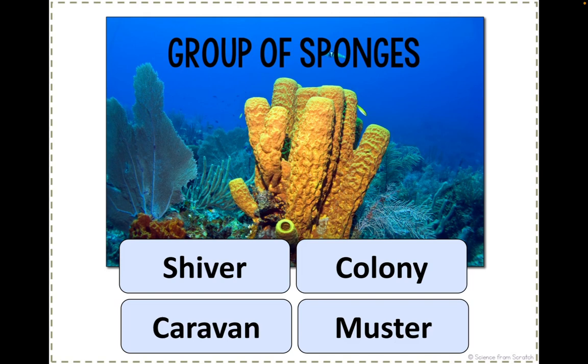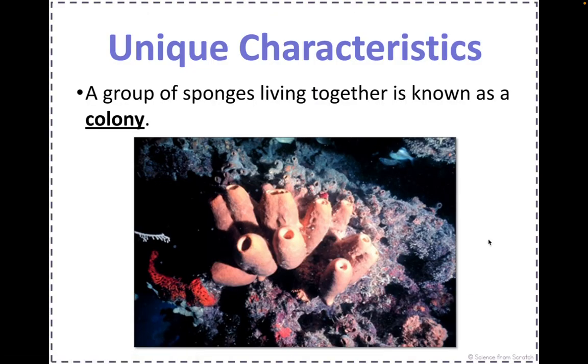All right, quick question: what do you think you call a group of sponges? Are they called a shiver, a colony, a caravan, or a muster? If you guessed colony, you are correct. A group of sponges living together is known as a colony.